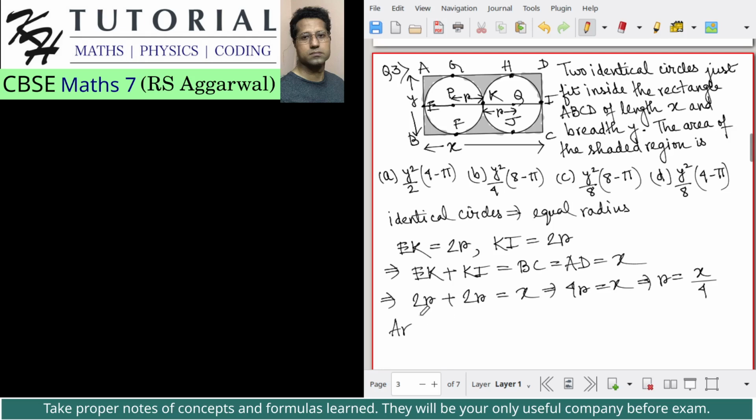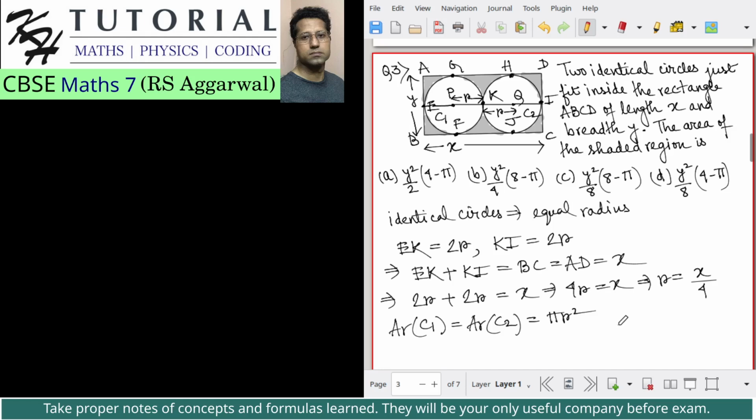Let's say this is circle C1 and this is circle C2. Since they are identical circles, the area of circle C1 is equal to the area of circle C2, which is equal to pi r square. Now the choices are all given in terms of y.